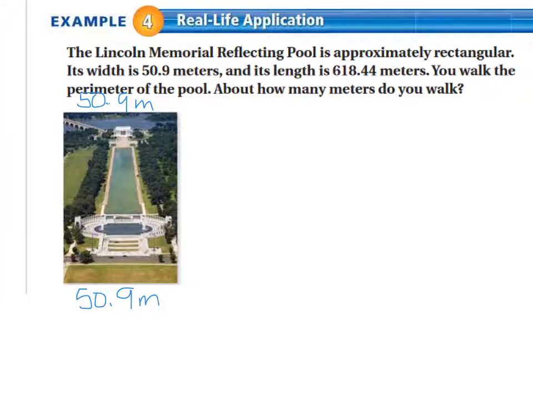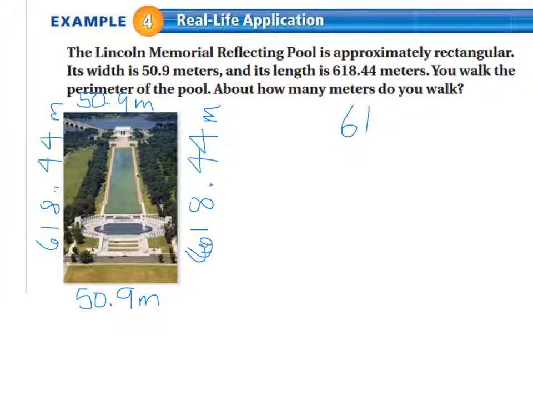And they're telling us the length is 618.44 meters. And this length would also be that same, 618.44 meters. So if I'm going to calculate the distance around, I just need to add those four numbers together. I'll start with my 618.44. That would be this number here. And I have another one of those over there. I'm just putting a little X by them so I keep track of what numbers I've recorded.